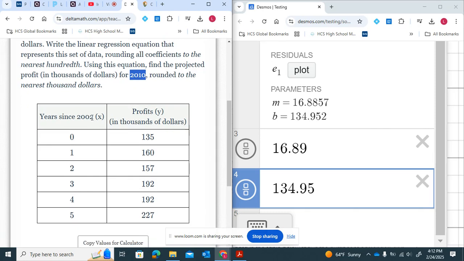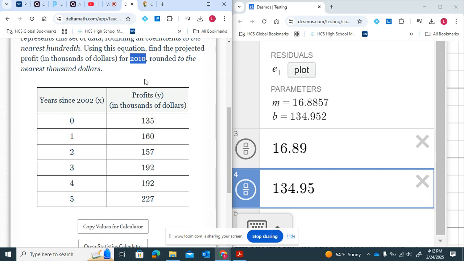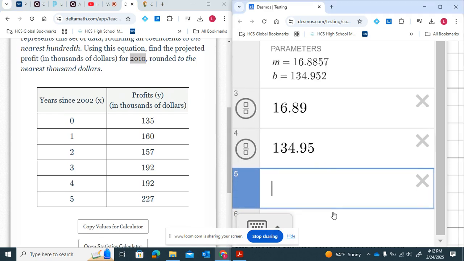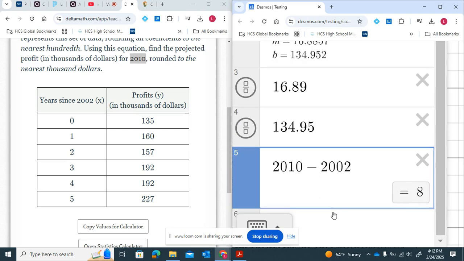So when you're doing this, one thing to note is that you don't just plug in 2010 for X, and you don't plug in 10 for X. It's the years since 2002. So what you need to do is take 2010 and subtract 2002, and it gives you 8. So we need to plug in 8 for X, and then we need to find Y.